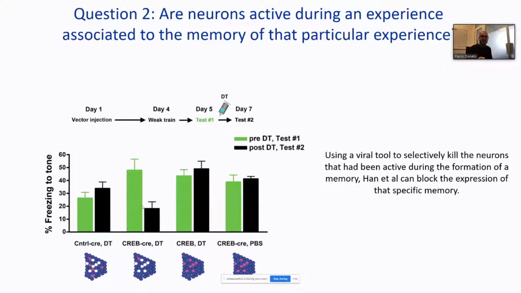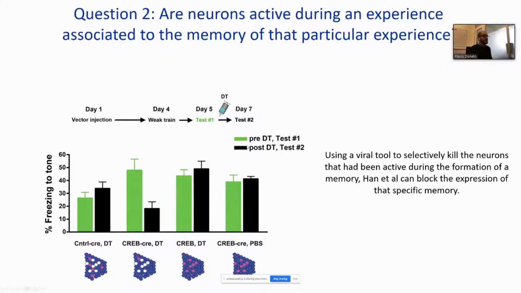How can you test that? You express the diphtheria receptor in the cells that were active during the acquisition of the fear conditioning, then you kill those cells by injecting the diphtheria toxin, and then you test whether the animal does or does not freeze to that specific environment. So whether the animal remembers that the environment where it was put was actually the one in which it got the shock.